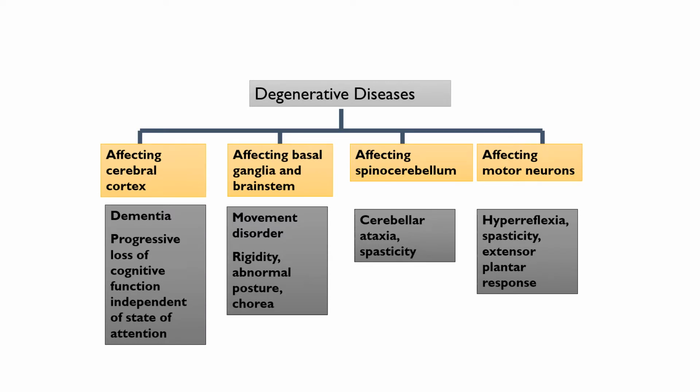Degenerative disease tend to involve particular neural systems and have relatively similar presenting signs and symptoms. For example, if they affect the cerebral cortex, the patient will present with dementia and progressive loss of cognitive function. If it affects the basal ganglia and brainstem, there will be movement disorder, rigidity, and abnormal posture. If it affects spinocerebellum, there will be ataxia and spasticity. And if it affects motor neurons, there will be hyperreflexia, spasticity, and extensor plantar response.